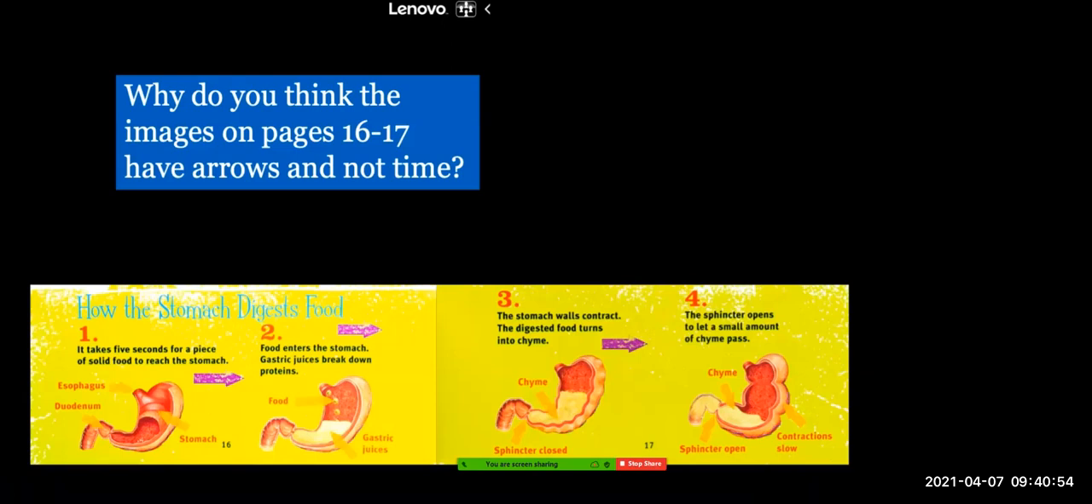And it's shown with arrows, but it's only a small part of the digestive system. So we don't need to know a time frame for these events. We just need to know that this is how it's happening in order.